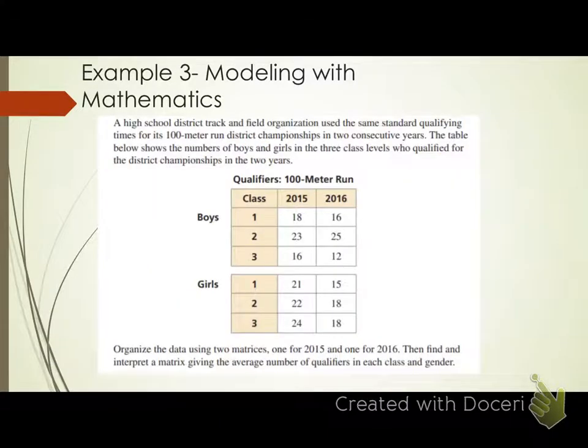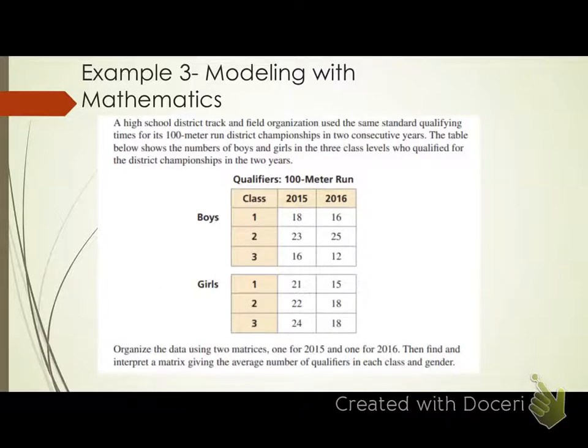Alright, example 3. This is the last example. Modeling with mathematics. It says a high school district track and field organization used the same standard qualifying times for its 100-meter run district championships in 2 consecutive years. The table below shows the numbers of boys and girls in the 3 class levels who qualified for the district championship in the 2 years. So there's all of our data.